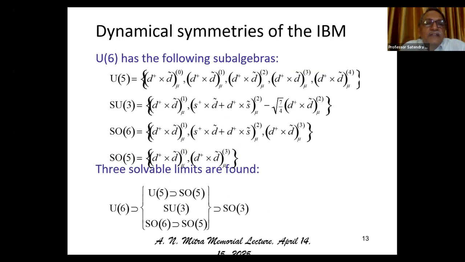These are the dynamic symmetries for different sub-algebras: U5, SU3, O6, SO6, SO5. And their soluble limits are given below. Next slide, please.